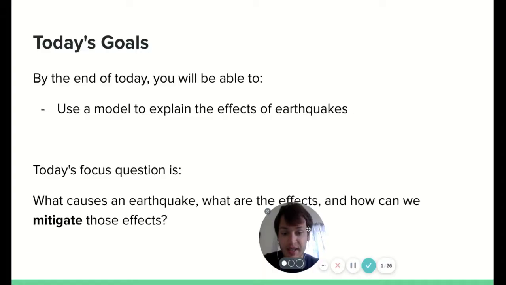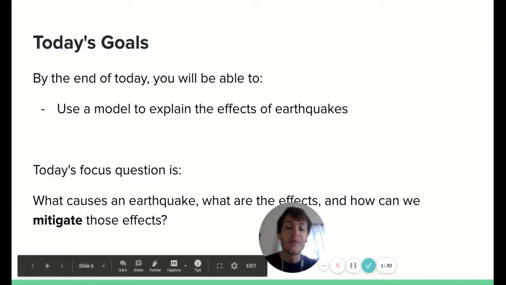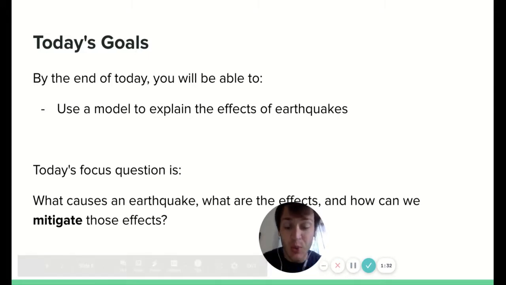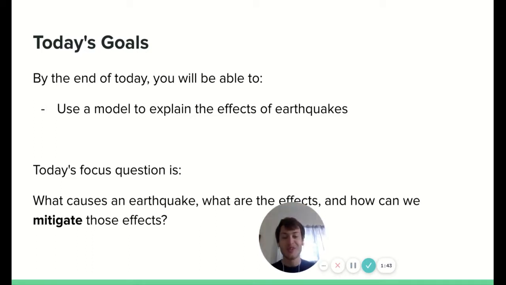So the word mitigate is bolded. You might not know what that means, but mitigate means to reduce or to stop. And usually we use the word mitigate when we're talking about something negative. So the effects of earthquakes are generally negative. The earthquakes are pretty destructive. So we do want to mitigate those effects. We want to reduce the amount of damage and harm that earthquakes do.